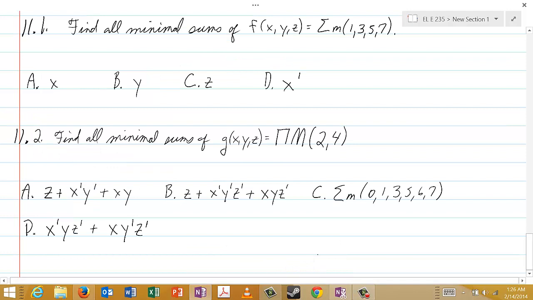So the 2 problems for lecture 11 are shown here. 11.1 says find all minimal sums of f of xyz equals the sum of the minterms 1, 3, 5, and 7. And your choices are these four choices. 11.2 says find all minimal sums of g of xyz equals the product of the maxterms 2 and 4. And here you have these four choices.